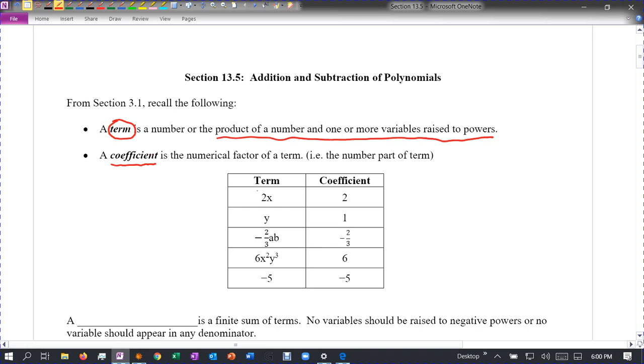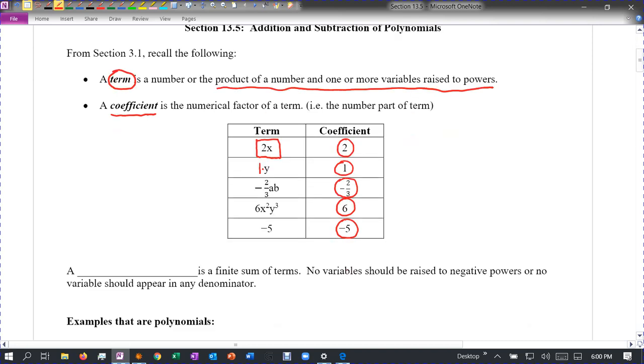So for example, on the term 2 times x, the coefficient is the number by itself, which is just 2. If we look at the term y, we realize that there is a 1 in front of that y, and so the coefficient is 1. On this term, negative 2/3 a times b, that number, negative 2/3, is our coefficient. For the term 6x squared y cubed, the number 6 is our coefficient. And if we just see a number by itself, like negative 5, then of course negative 5 would also be the coefficient. So those are definitions we've already seen.